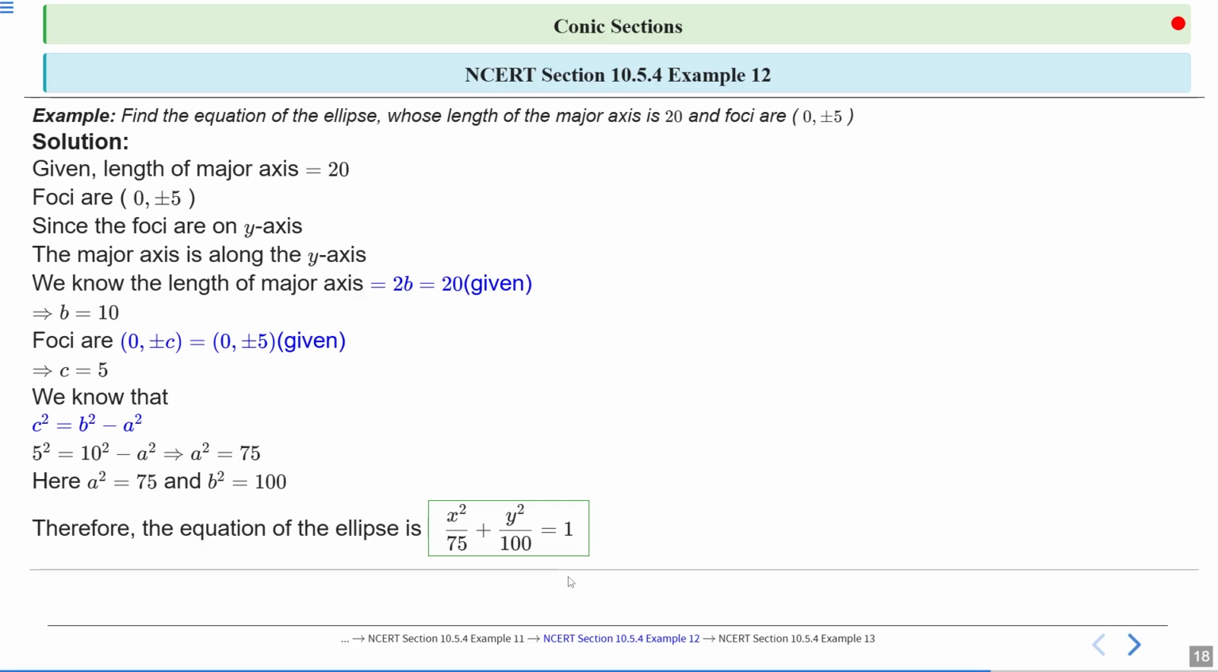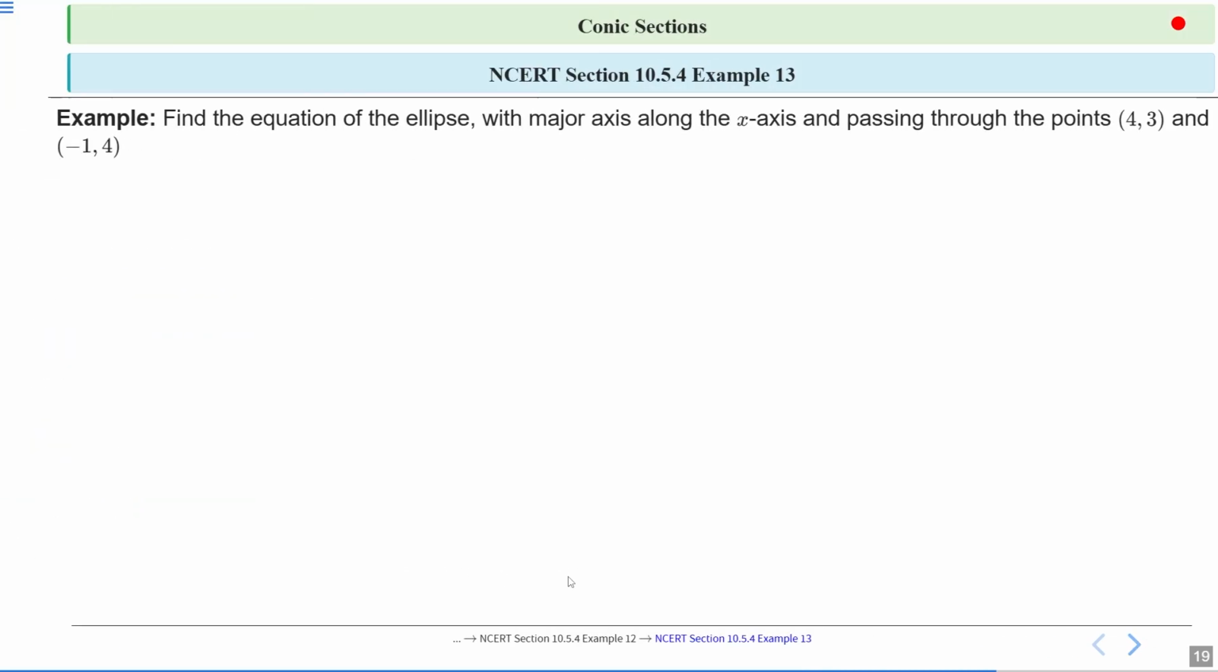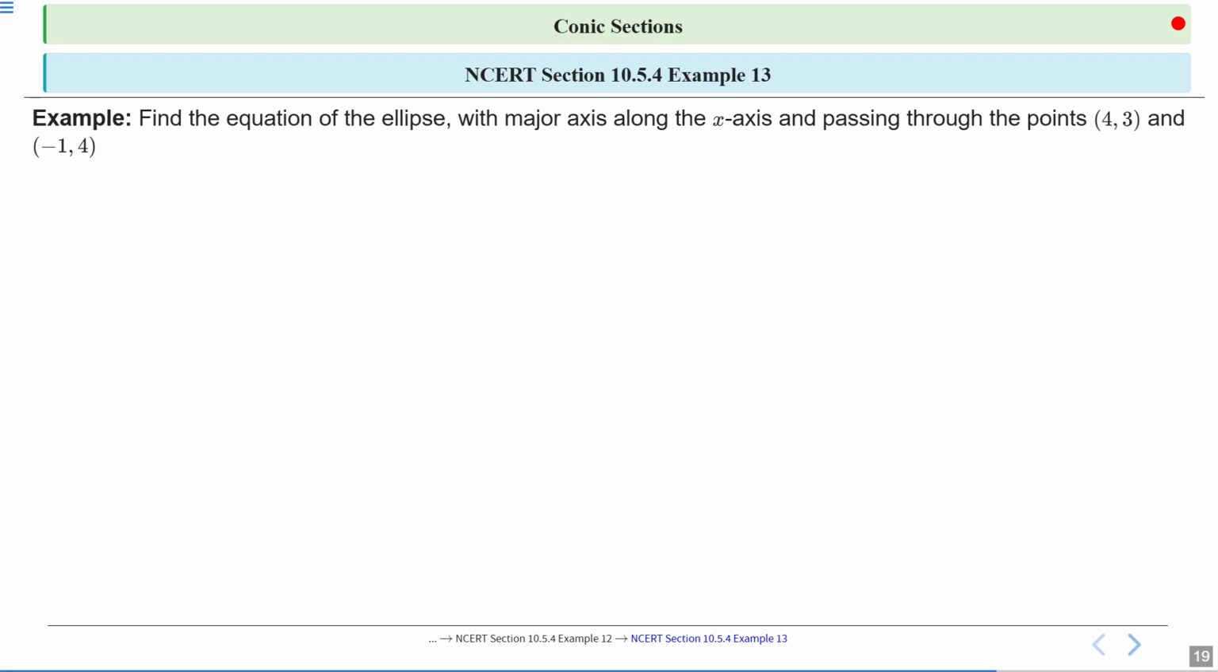So now let us move to the next example. In this example we have to find the equation of the ellipse with major axis along the x-axis and passing through the points 4 comma 3 and minus 1 comma 4. Okay, so we have to find the equation of the ellipse whose major axis is along the x-axis and passing through the points 4 comma 3 and minus 1 comma 4. So students, first of all try it yourself. You have 40 seconds to try to solve this example, and after that we will solve it.